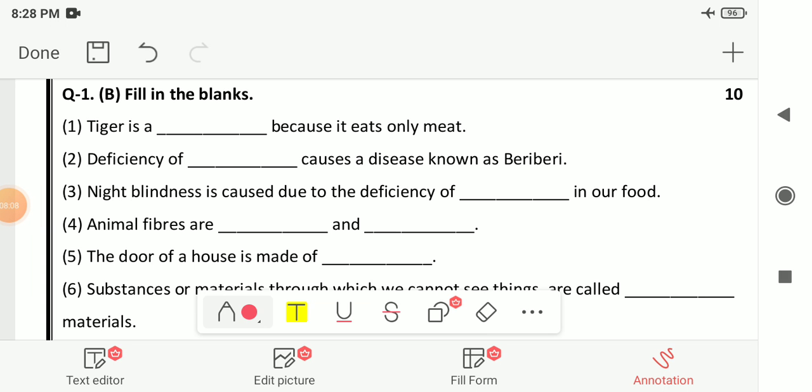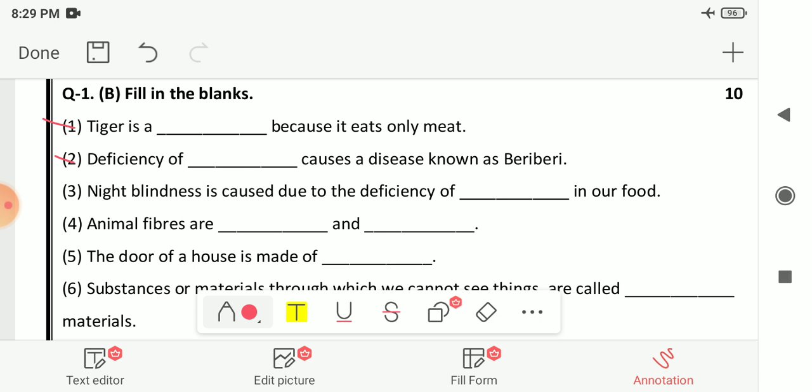Fill in the blanks. In that first one is, tiger is a blank because it eats only meat. So here your answer is carnivore. Tiger is a carnivore because it eats only meat. Or you can say an animal who eats other animals only. So it is the example of carnivore animals.